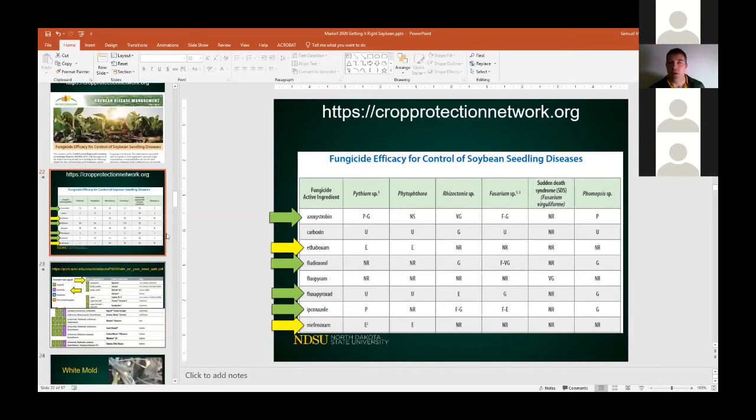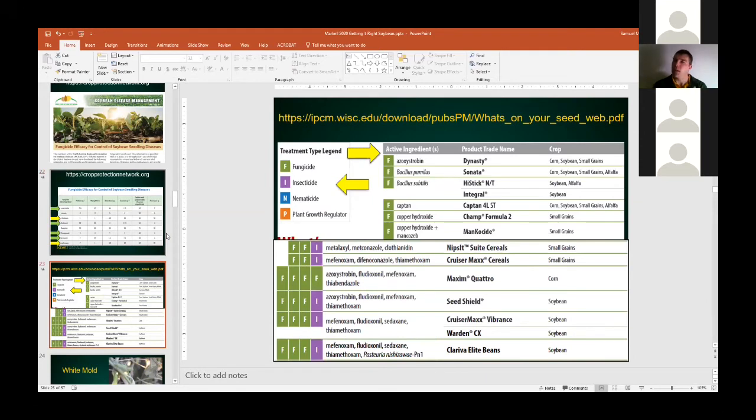Okay, to help you take a look at this and figure out what's actually on your seed, I'm pointing you to another extension publication, and this comes out of the University of Wisconsin-Madison. And I know this is jumbo, that was going to be animated. I apologize for that.